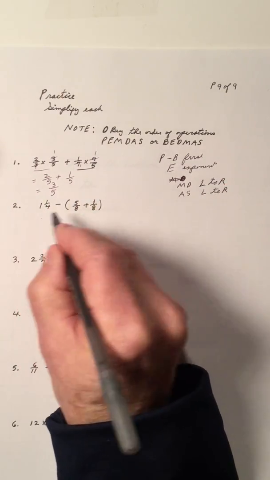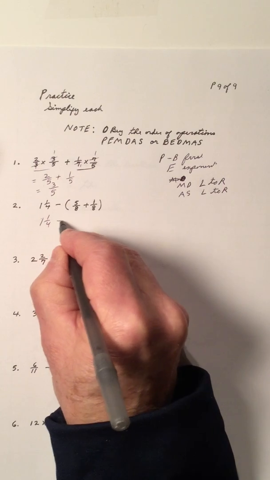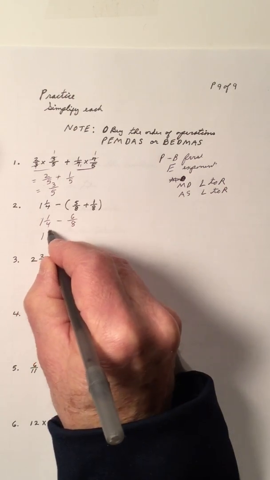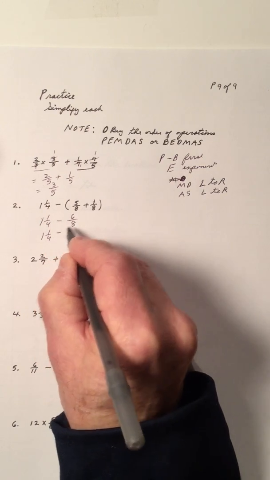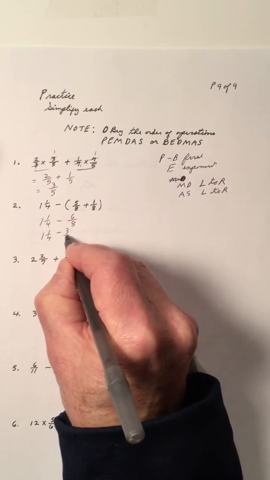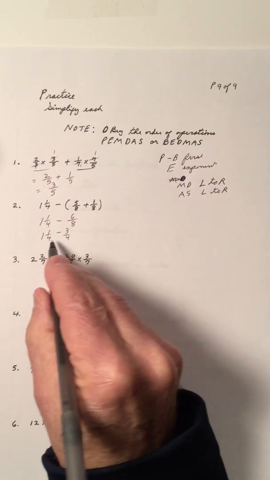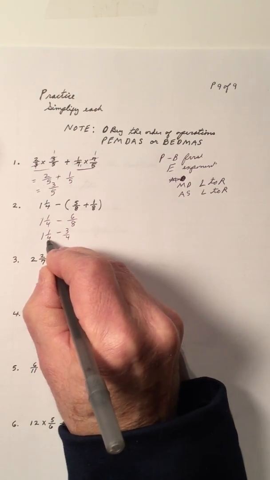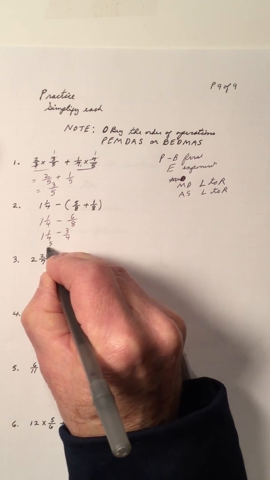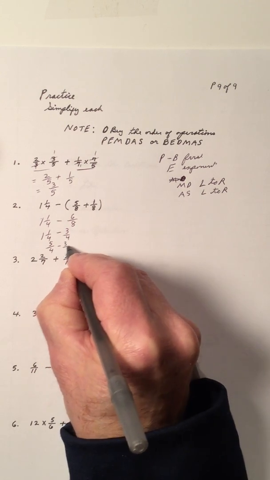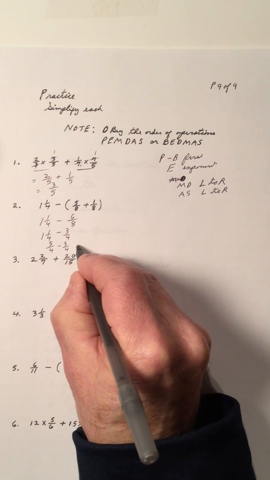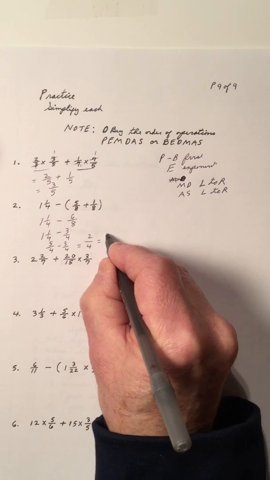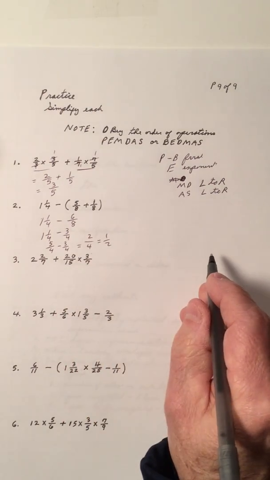Number 2, 1 1/4, I have to work up my bracket first, so 6 over 8. So 6 over 8 becomes 3 over 4, because I divide by 2. Can't subtract here, so I make that 1 plus 4 is 4, plus 1 is 5. Make it improper. So that gives me a common denominator of 4. 5, subtract 3 is 2. 2 over 4 is 1 over 2, divided by 2.